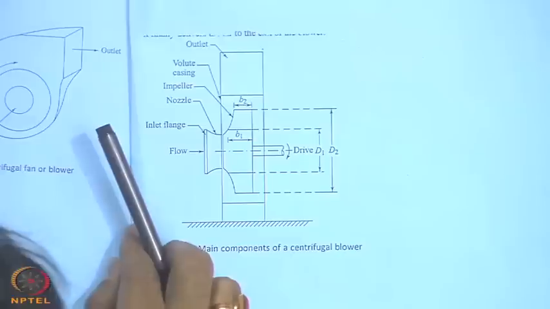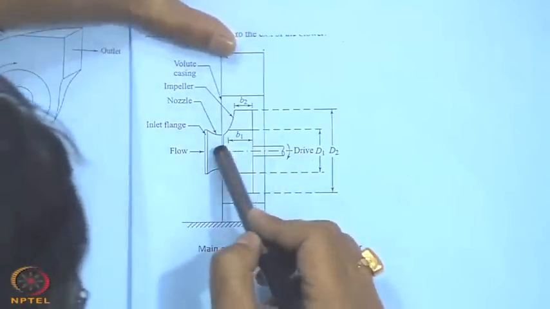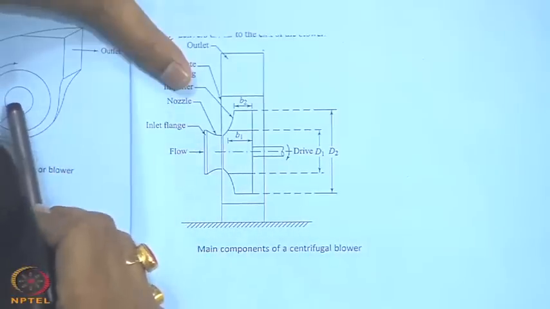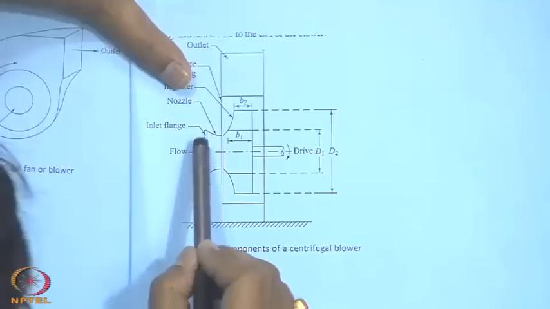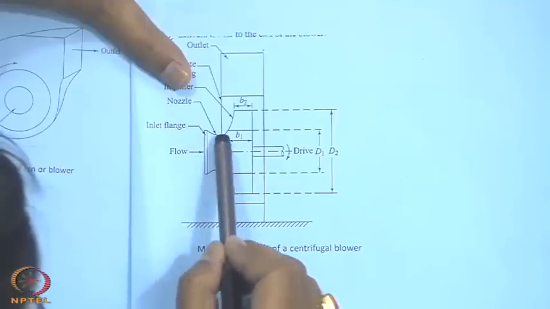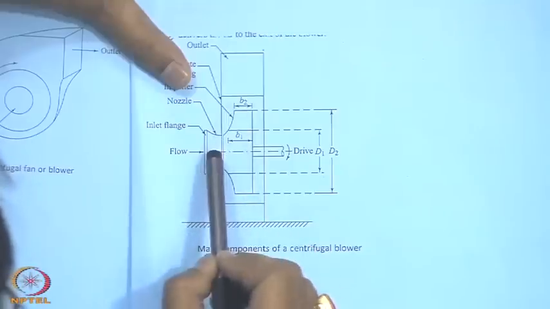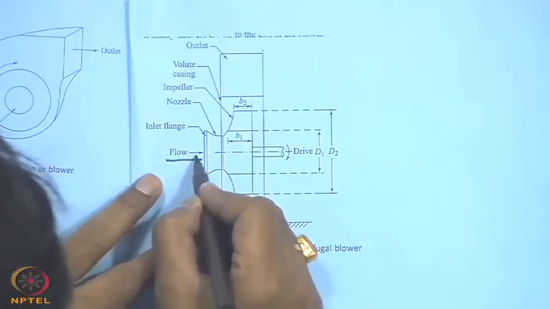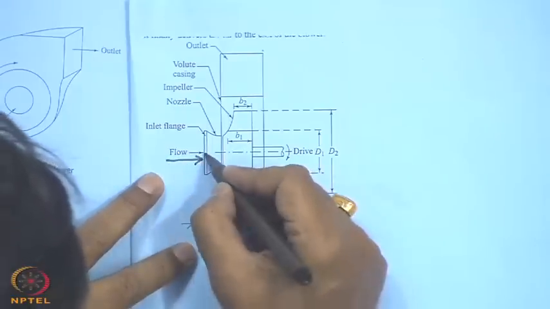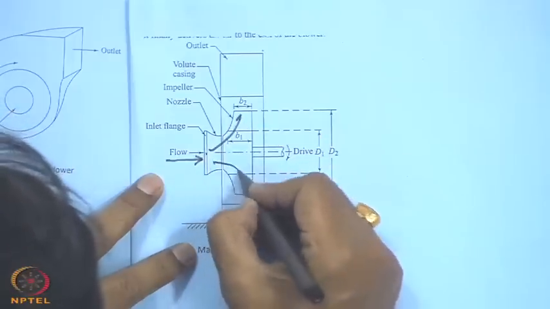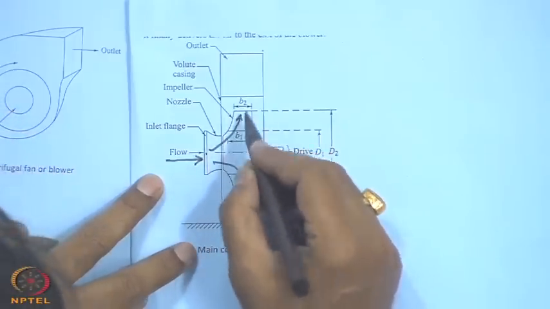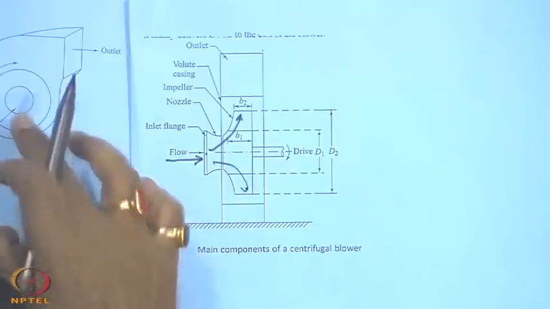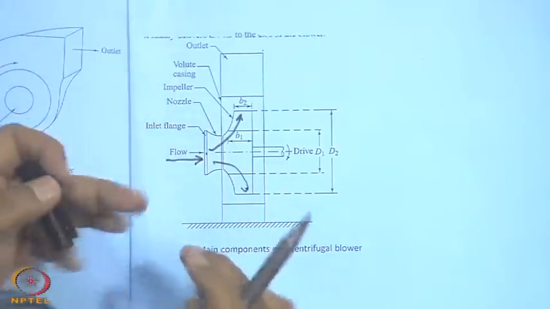This can be shown if we take a section like this. This is the impeller, you see it. So this is the inlet. The flow at the inlet takes place through a nozzle, that means there is a little acceleration of the flow before it enters the impeller. Now in the impeller, it goes radially. This is the same way that it happens in a centrifugal compressor. That means it is induced in the axial direction, then the flow changes to the radial direction. So this is the radially outward flow. Then it comes out, and this is the volute casing and this is the outlet. So these are the main components of a centrifugal fan or blower.